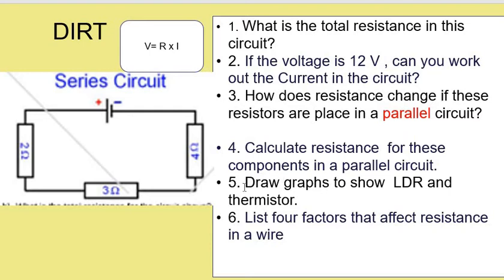Do you remember to draw a graph for a light dependent resistor? It's one of the questions from your test. And then list 4 factors that affect resistance in a wire. What do you remember? So you might look back in your book to help you. So I've just added this other question to do with resistance. Can you pause the video and complete these 6 questions?